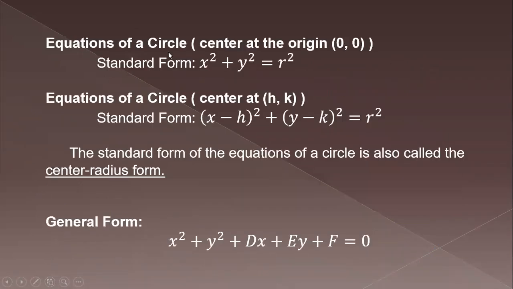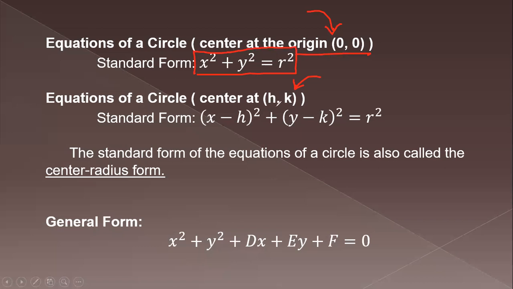Okay, so we have here the equations of a circle. We have the standard equation and we have the general form. When the center of the circle lies at the origin, meaning the coordinates of our center is at 0, 0, our equation will be x squared plus y squared equals r squared. However, when our circle lies not on the origin, meaning it is shifted h unit horizontally and k unit vertically, kaya ito yung hk.